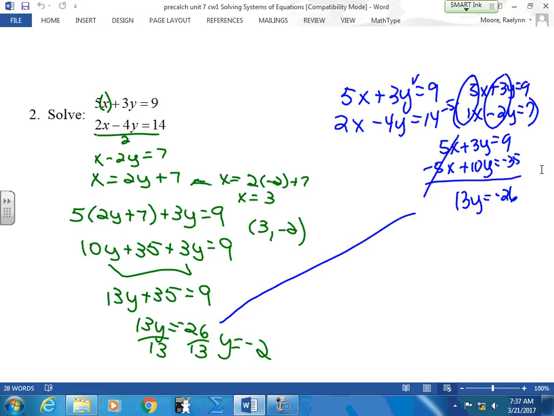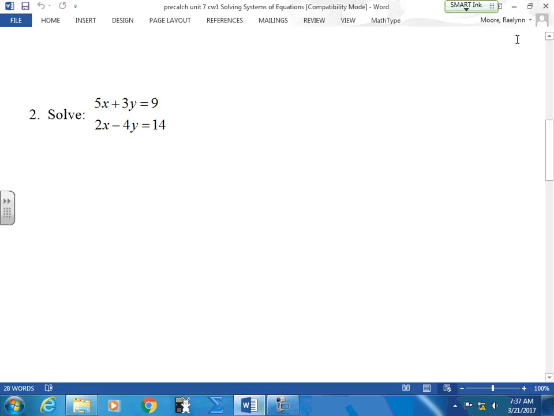This is all good? Everybody's comfortable? Everybody's happy? Yes. Good. I'm glad. This is a nice little section.